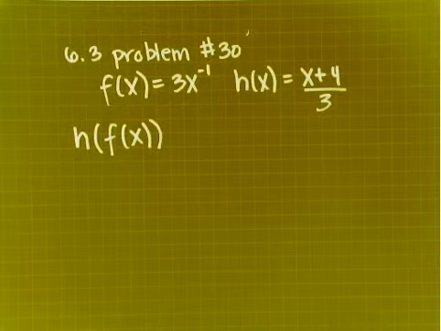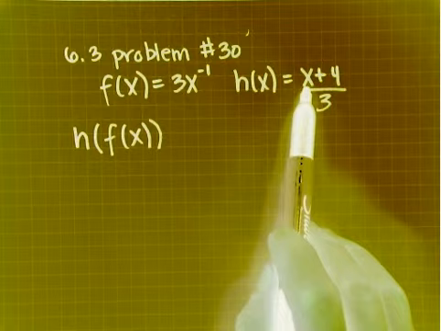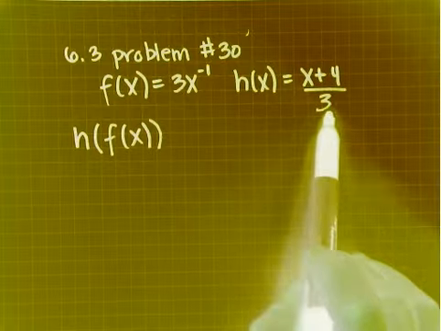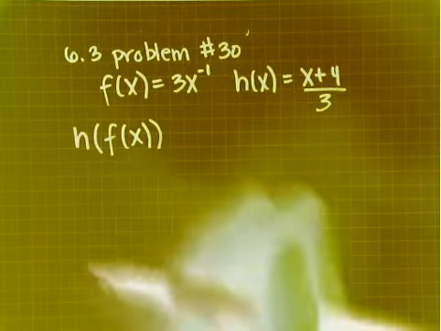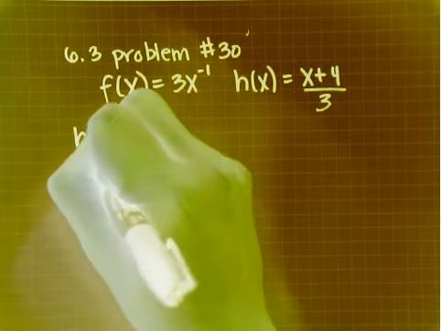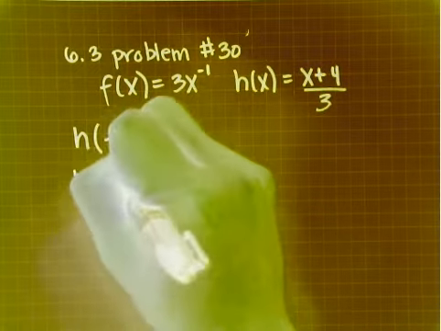We have f of x equals 3x to the negative 1, and h of x equals x plus 4 over 3. And they ask you to find h of f of x. I've seen a lot of you guys doing a good job of plugging in what f of x is equal to. So f of x is 3x to the negative 1.